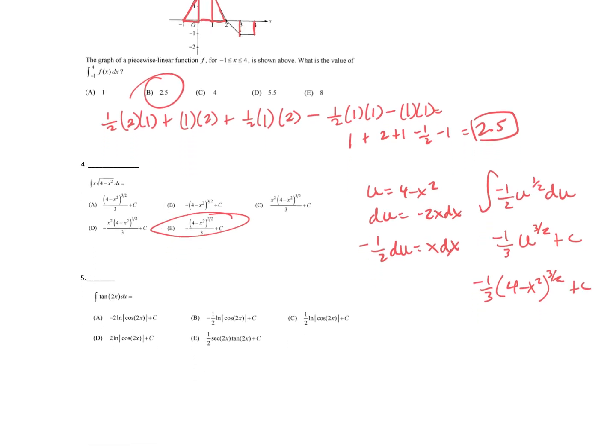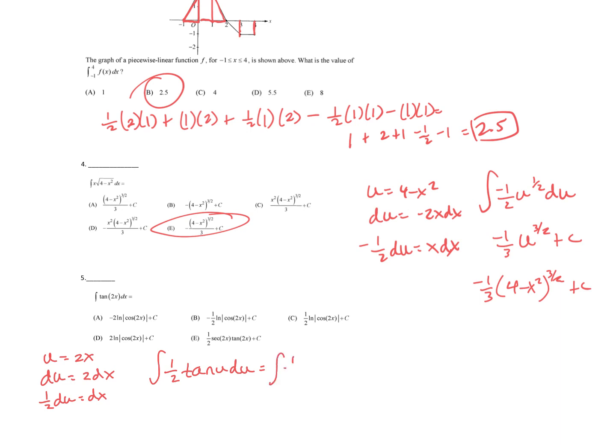Okay, lastly, the tan of 2x integral. We did this a couple times in class. It's a double u substitution. So my first one is u is equal to 2x. du is then 2 dx, and then 1/2 du is dx. So I put that in. I have the integral of 1/2 tan u du. And then I pause because I don't have a rule for tan.